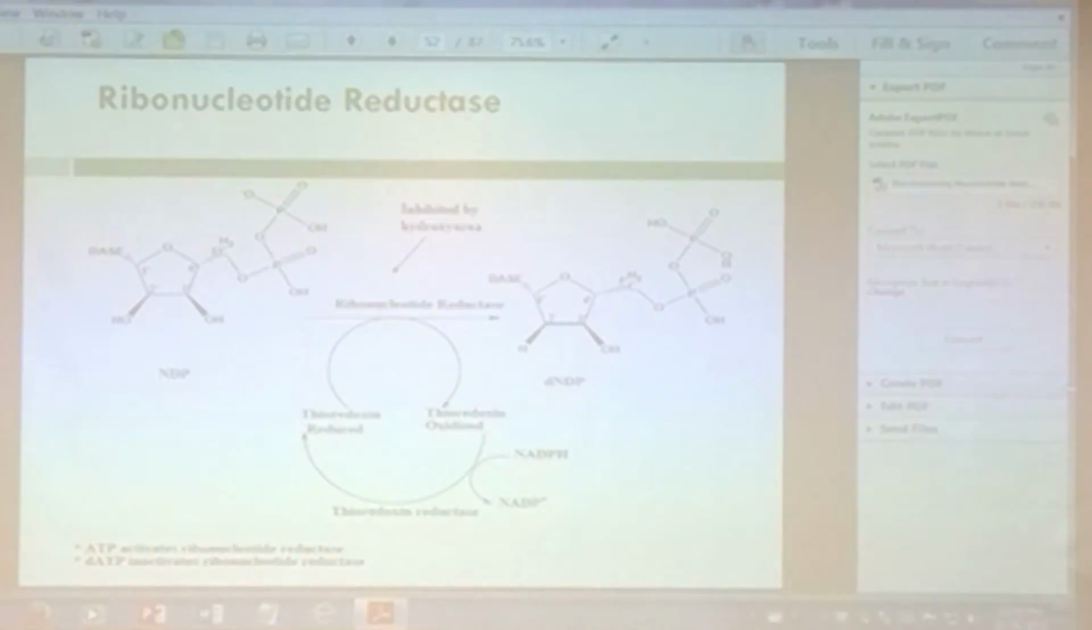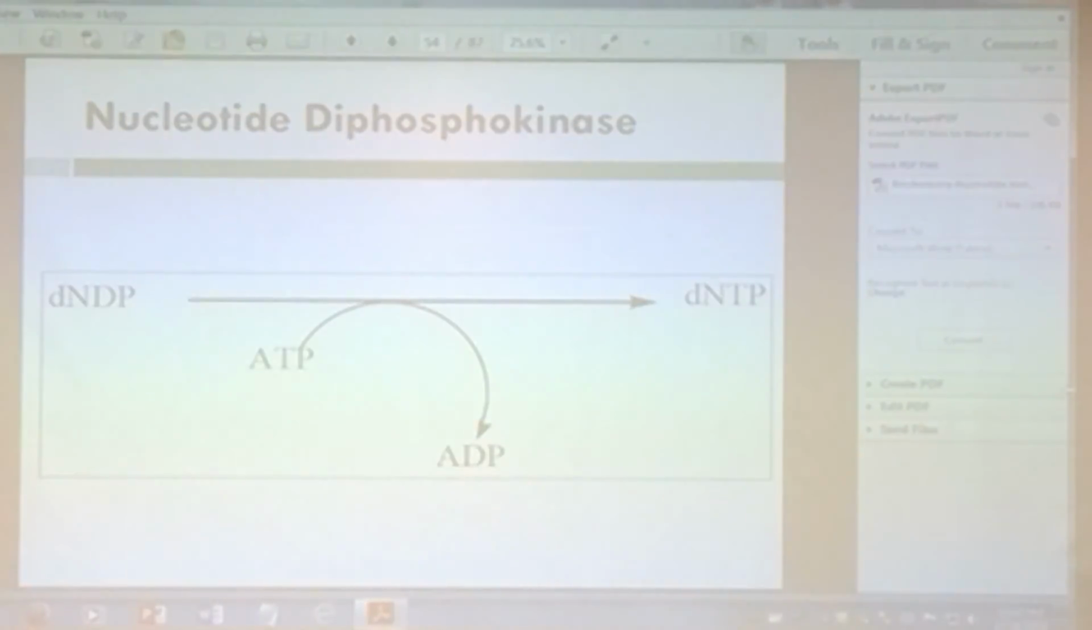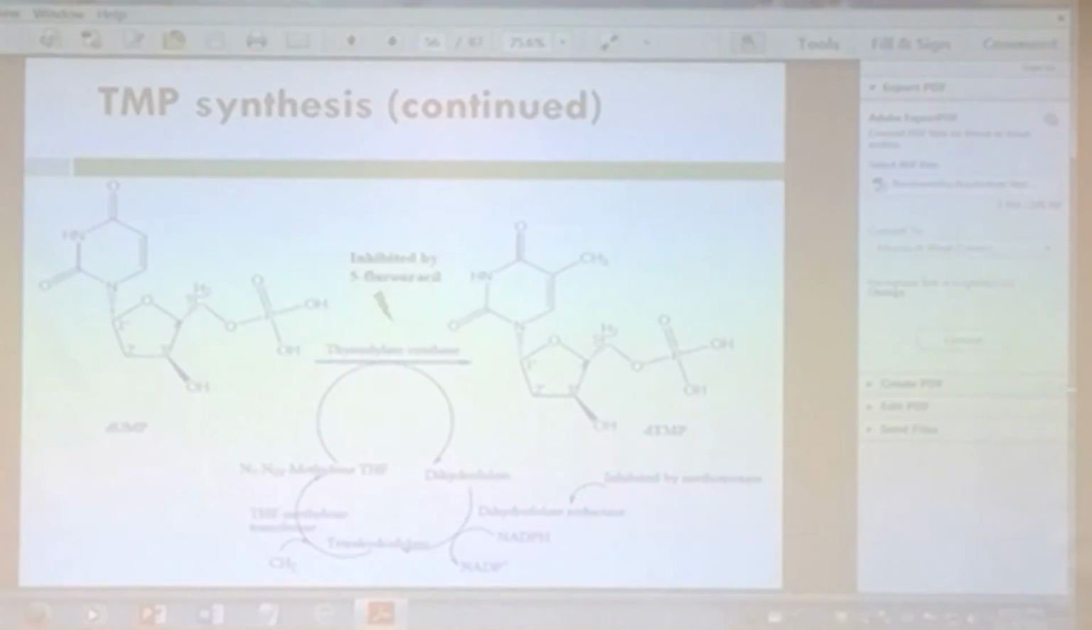For example, cancer cells, they would have to have the deoxyribose to make new DNA, and you can block this activity here with hydroxyurea. Also, endogenously, you can inhibit this enzyme with deoxy-ATP and activate it with regular ATP. Okay, now TMP synthesis: 5-fluorouracil inhibits the thymidylate synthase.